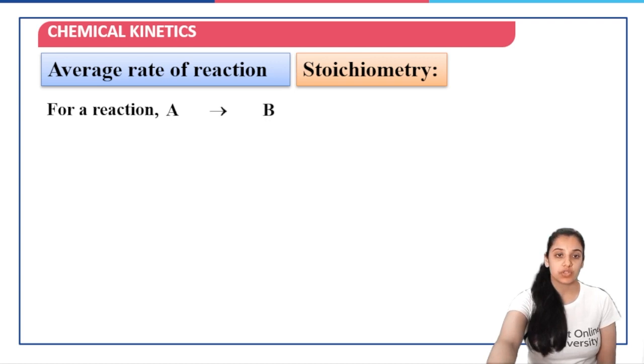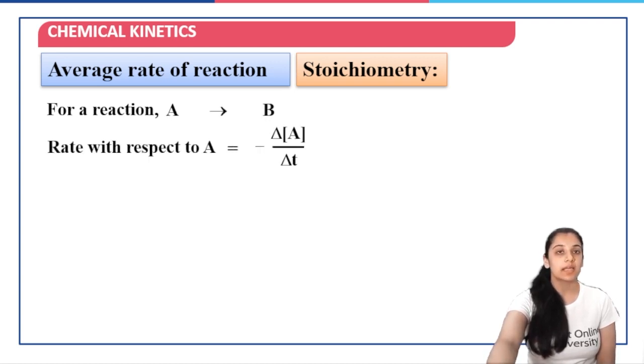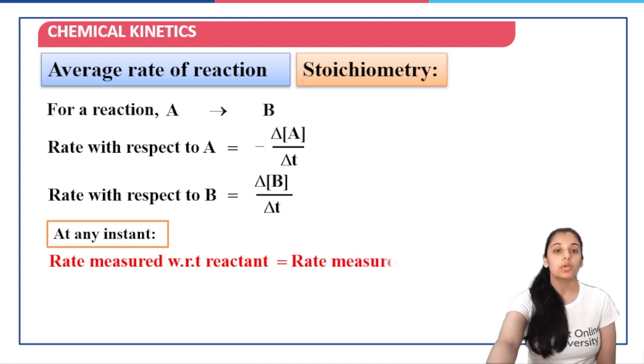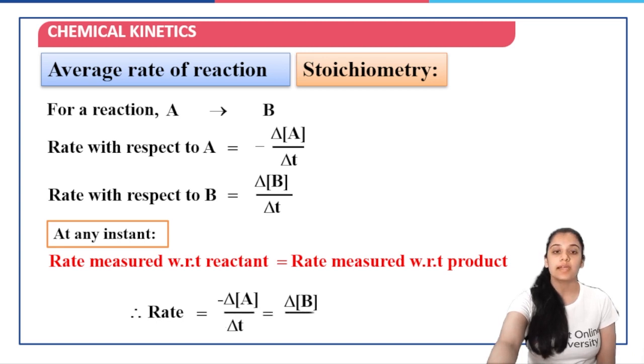Now, for a reaction A giving B, the rate with respect to A is minus delta A by delta T, and rate with respect to B is plus delta B by delta T. Simple. At any instant, the rate measured with respect to the reactant would be equal to the rate measured with respect to the product. Therefore, rate will be equal to minus delta A by delta T equal to delta B by delta T.